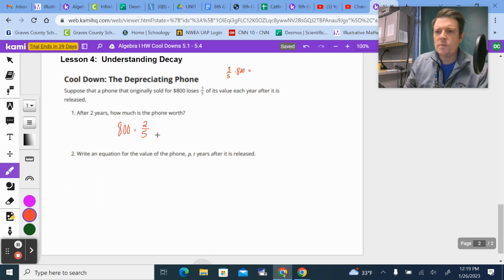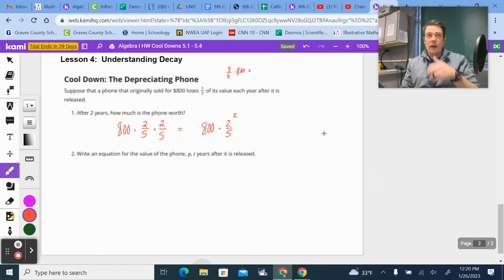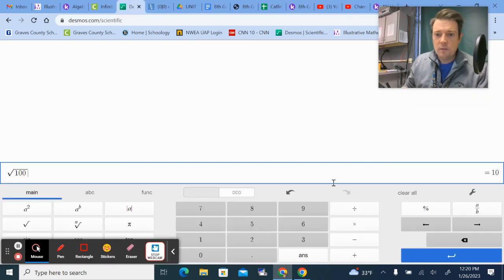And so if we're doing that 2 years back to back, then the second one would be another multiplication by 2/5. And so we can write it like this, which is really the same as writing 800 times 2/5 to the second power, because you're doing that amount that I keep back to back exponentially. And so this is what I'm going to type in to find out how much this is worth after 2 years. So let me go to a Desmos calculator.